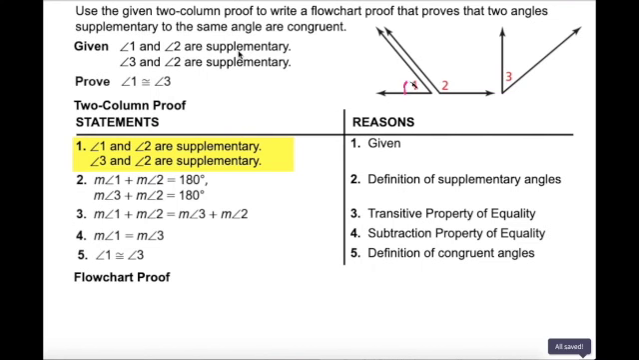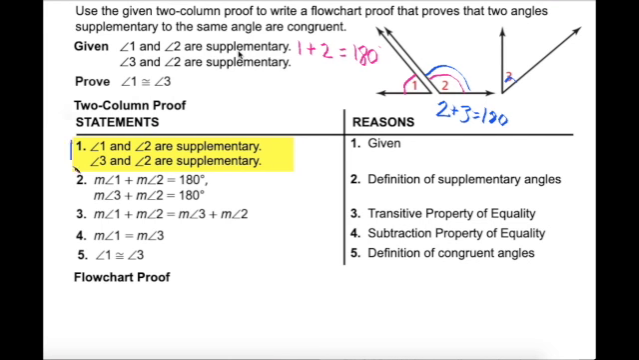The theorem tells us that if angle 1 and 2 are supplementary, so in other words, if angle 1 and 2 add up together to be 180, and then that if angle 3 and 2 are supplementary, so if angle 2 and 3 here would also add up to 180, then that's going to tell us that angle 1 and 3 are congruent.